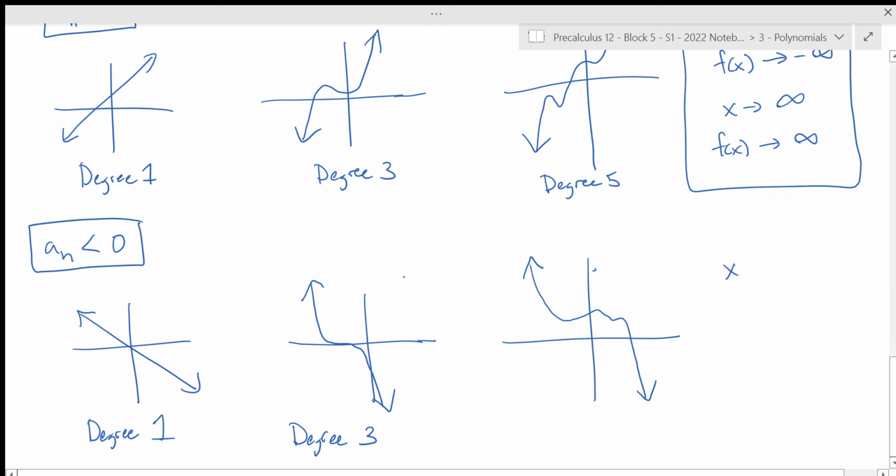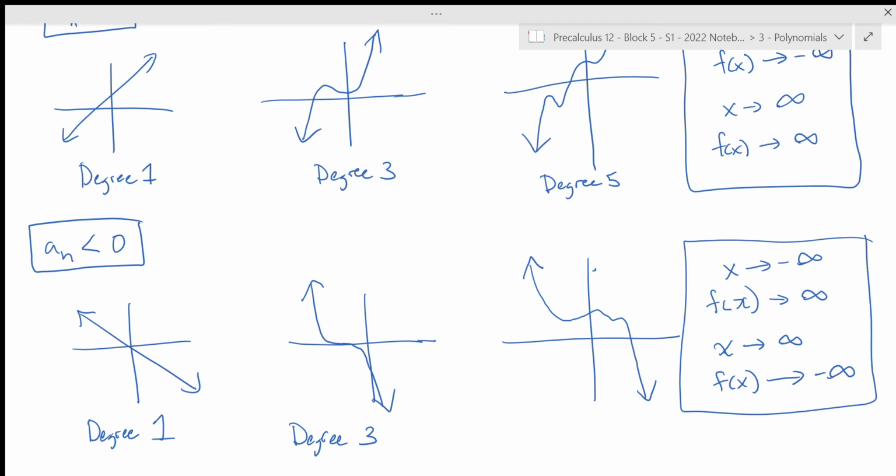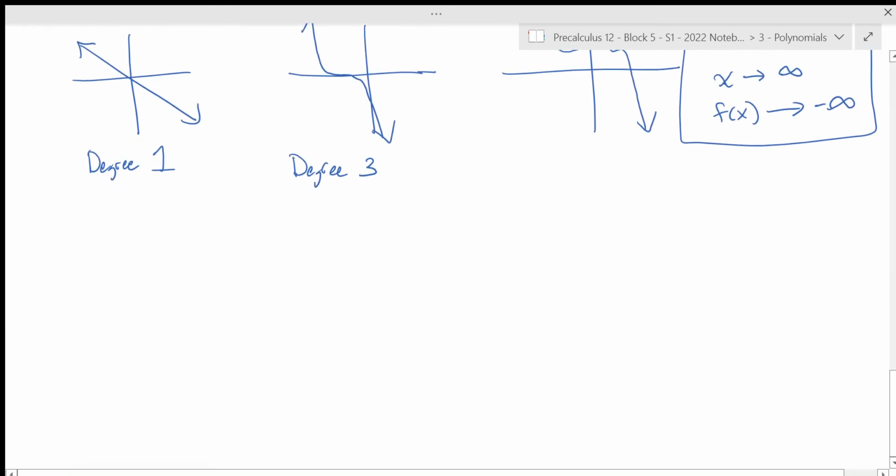So with these ones, as x approaches negative infinity, f of x is going to be getting bigger because we have negative times a negative. And as x approaches positive infinity, our y values are going to be getting smaller. So it goes the opposite way from the other one. We start high, go low, or start low, go high. If you have a positive leading coefficient, you start low, go high. If you have a negative leading coefficient, you start high and you go low. Okay, so that is odd degree polynomials.